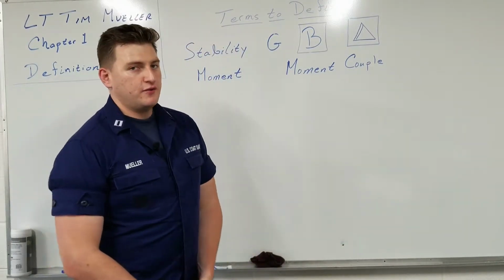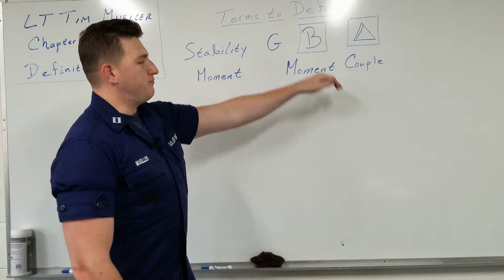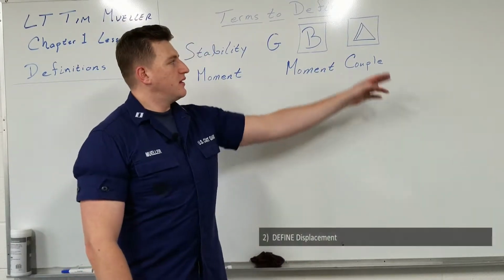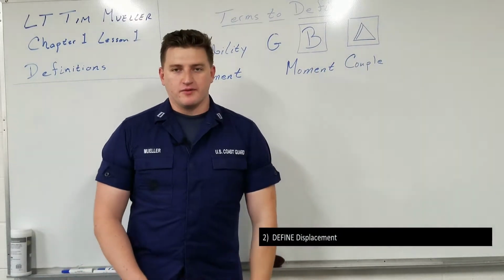Next up, we're going to be looking at two terms simultaneously. We have B, which is the center of buoyancy, and capital Greek letter delta, which is displacement.